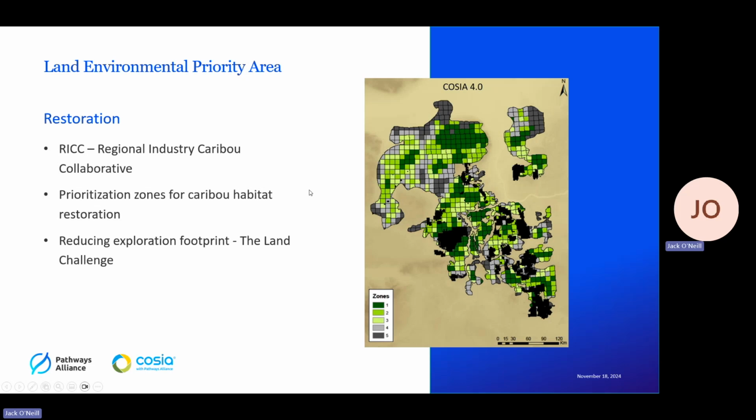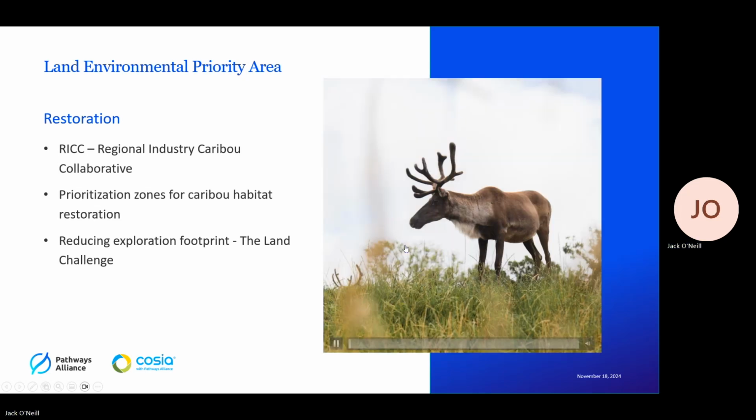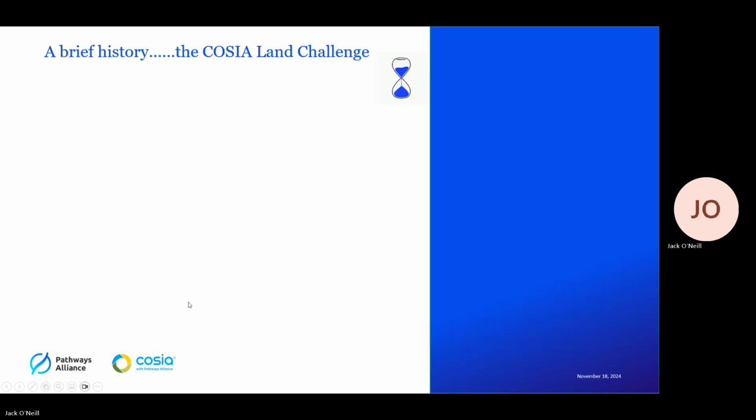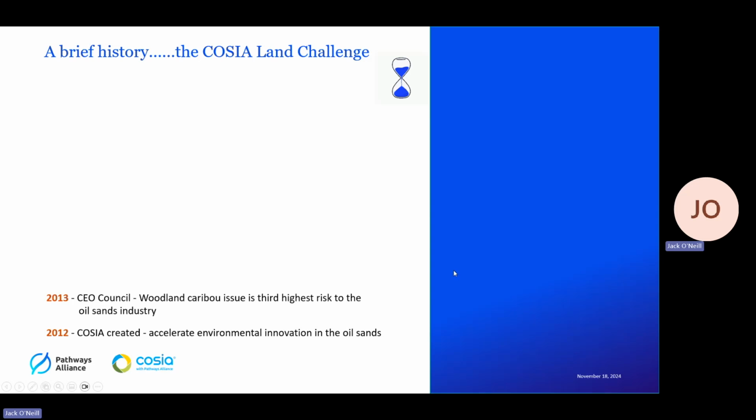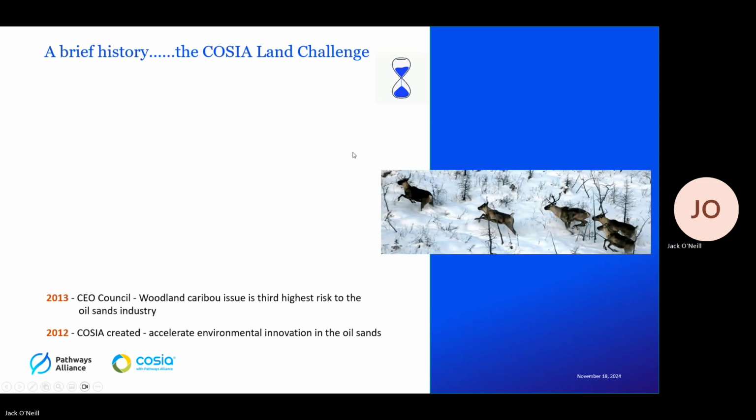Another interesting piece that has been done in the land EPA would be the land challenge. So trying to reduce that fragmented landscape, created a challenge to reduce the exploration footprint. And just go through a little bit of a history of the COSIA Land Challenge to reduce that exploration footprint. And the theme here is that things don't happen really quick. Sometimes they take a while to develop.